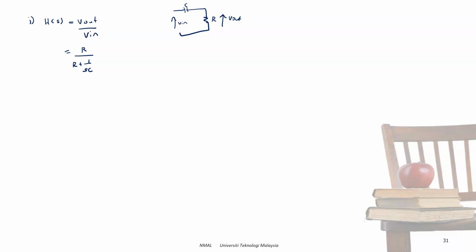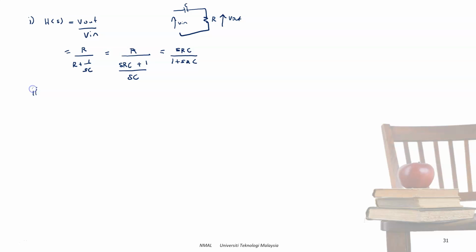So Vout is actually by voltage division R divided by R plus 1/SC. So rearrange again: R divided by (SRC plus 1) divided by SC. Okay, so here we will get SRC divided by 1 plus SRC. And this is the transfer function.